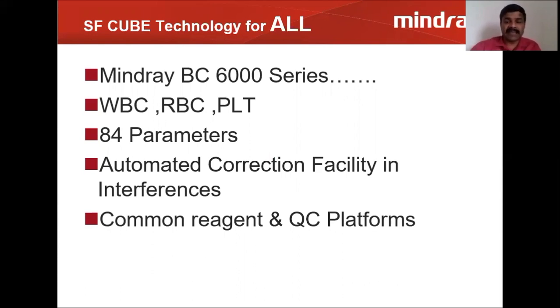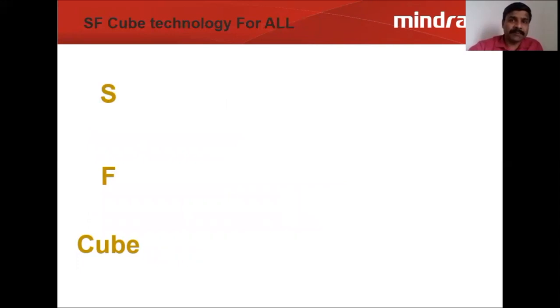This analyzer has many automated correction facilities in case of NRBC, in case of platelet aggregates, in case of some large platelet interference, or with respect to RBC agglutination also. So we have some correction facility in this series of analyzers. How the instrument is able to do that, we will see in the coming slides. So what is SF-cube technology? How the instrument is able to measure these cell lines more accurately and more efficiently, we will see.